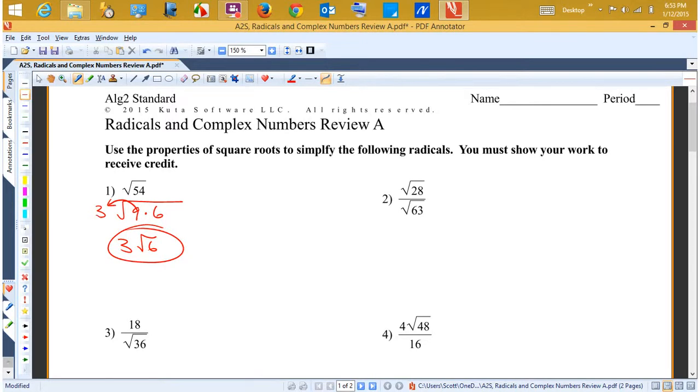For the next one, I cannot have any square roots in the denominator. Now we have two choices. We could take this times the square root of 63 over the square root of 63, and that would leave me with 63 in the denominator and some large number in the numerator. You could do that and then factor that. In fact, let's go ahead and figure out what that would be. So I have 63 times 28. I get 1,764.